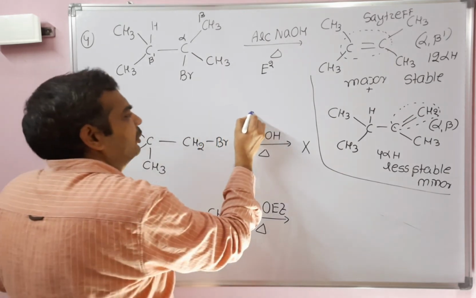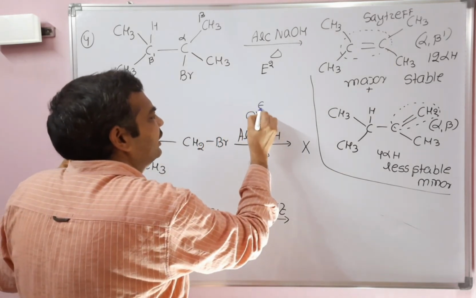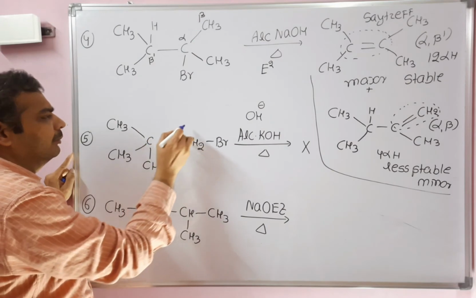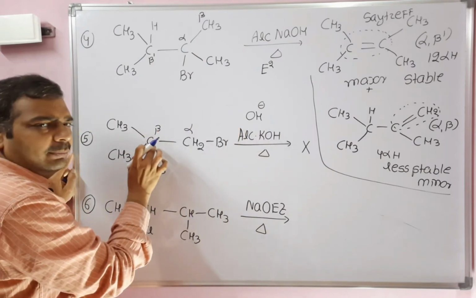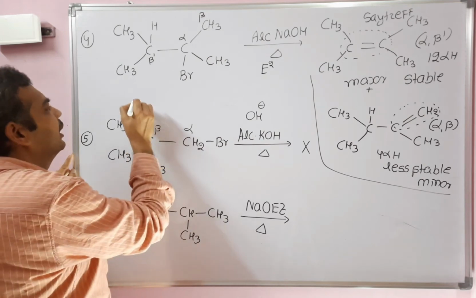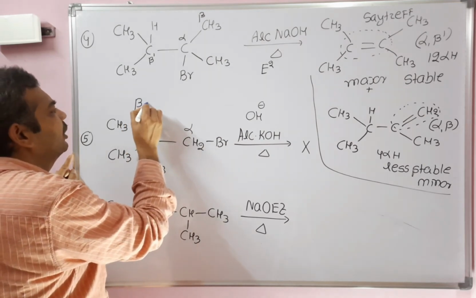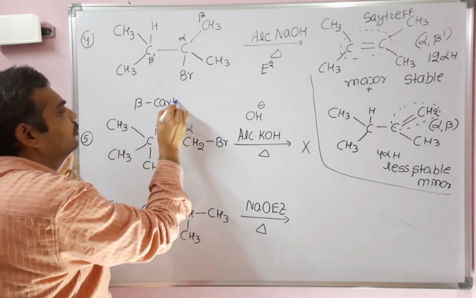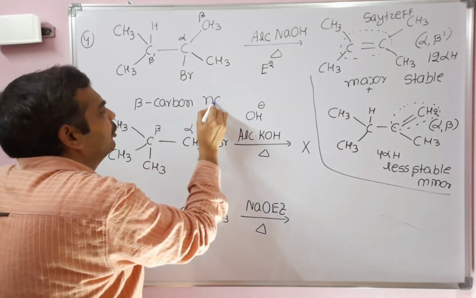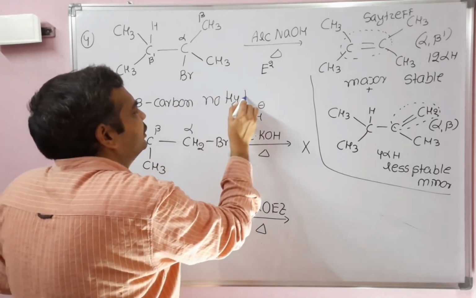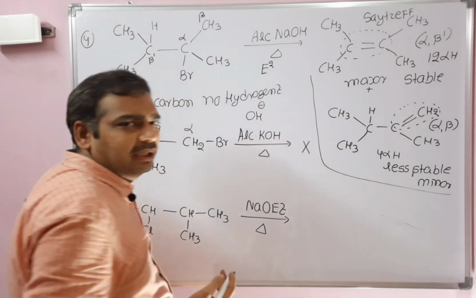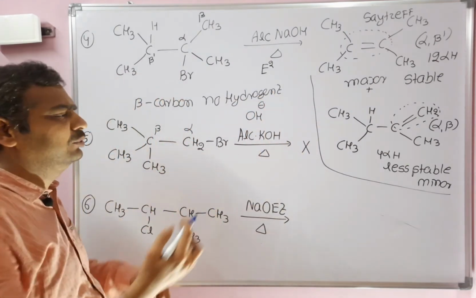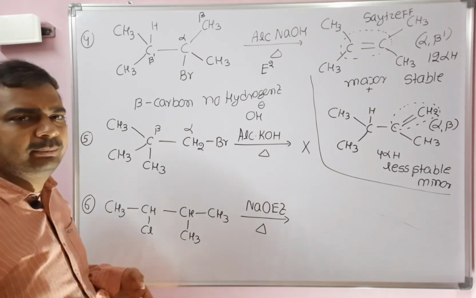The base abstracts a proton; OH minus has to abstract a proton at the beta carbon. This is the alpha carbon and beta carbon. So the base has to abstract a proton at the beta carbon. On the beta carbon, there are no hydrogens available. Since no hydrogen is available, the base cannot pick up a proton, and there is no product obtained here.